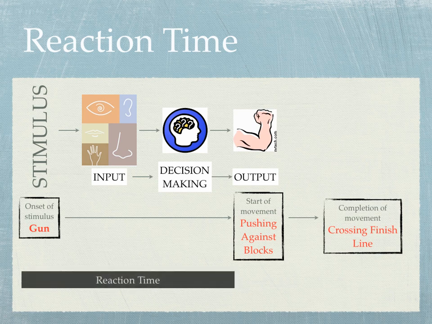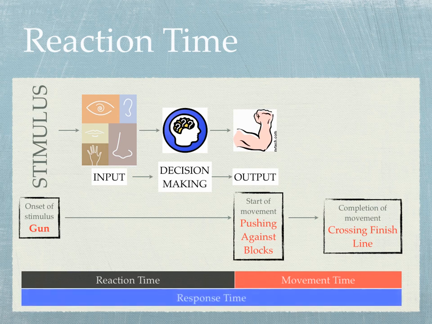Now the time it takes from the onset of the stimulus, e.g. the gun going off, to the initiation of movement, when you begin to push against the blocks, that is known as our reaction time. The time then from when you've initiated movement to completion of the movement, that's going from when you've started pushing against the blocks to crossing the finish line, that's known as movement time.